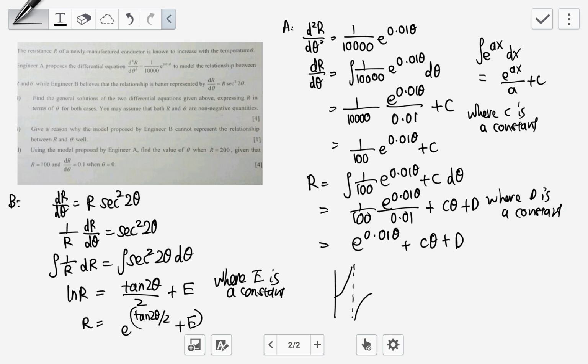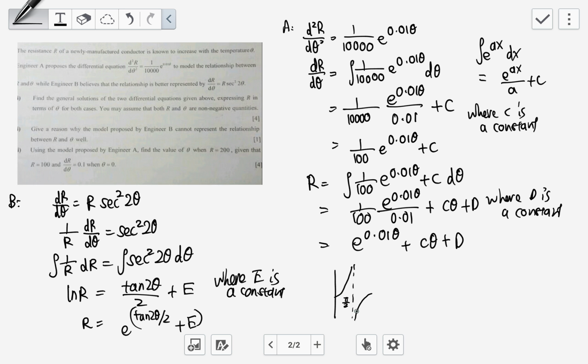For example, what is tangent 90 degrees? At tangent 90 degrees, it is undefined. So what if I have a theta at a half pi? This would be undefined, and your resistance would be undefined, and then suddenly it would drop to another graph here.